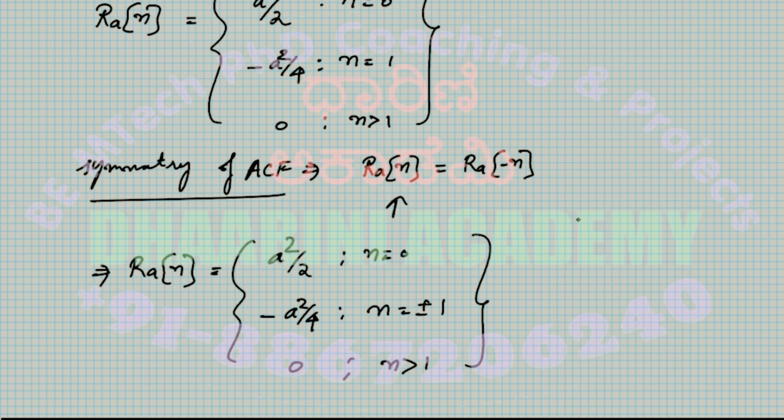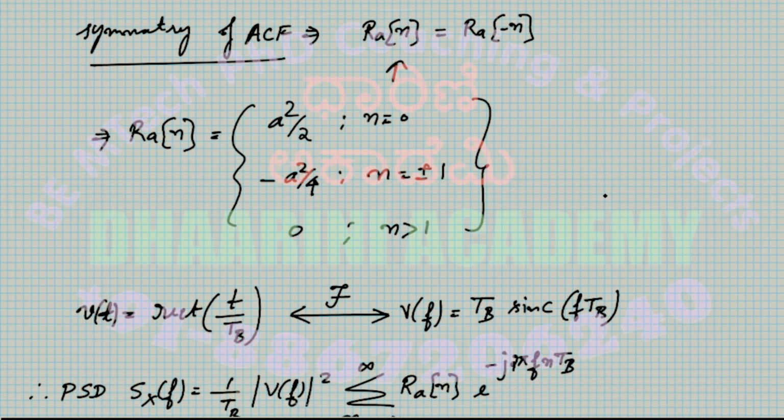So let us try to update my RA of n like this. A square by 2 for n is 0. So far we got only for n equal to 0. That's why we never observed this. But now since at 1 you got a value, at minus 1 also it should retain the value. Correct? So you see now we update it. The value will remain as minus A square by 4 for n equal to plus or minus 1.